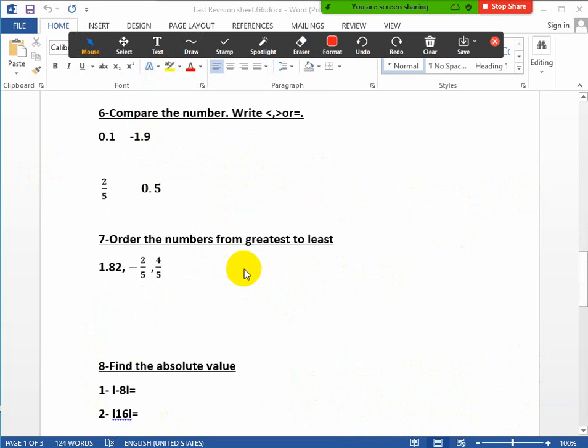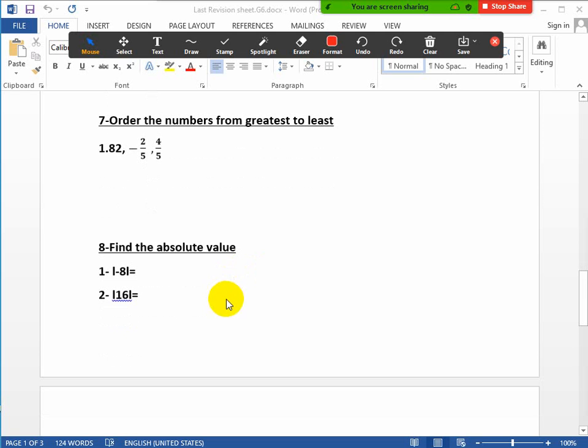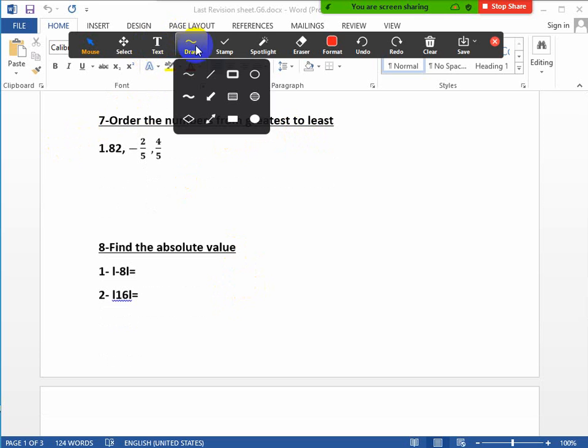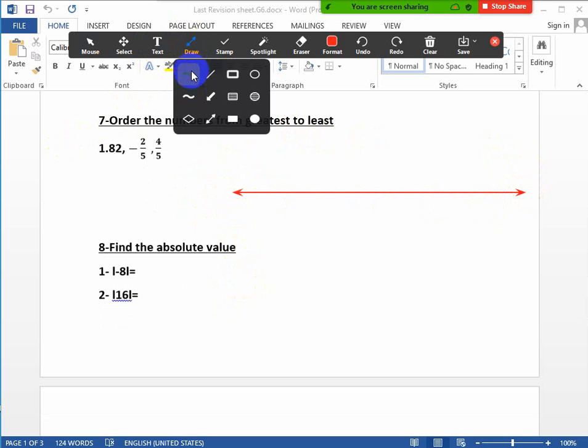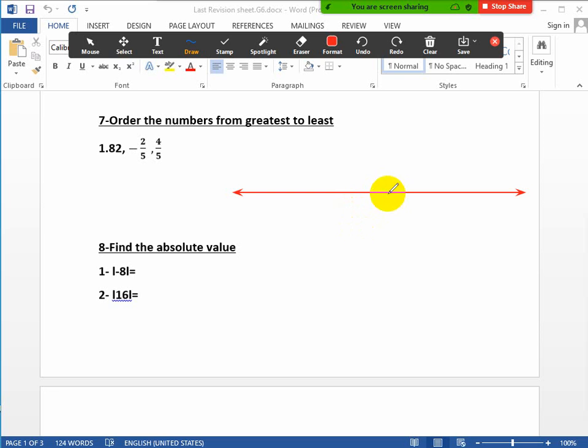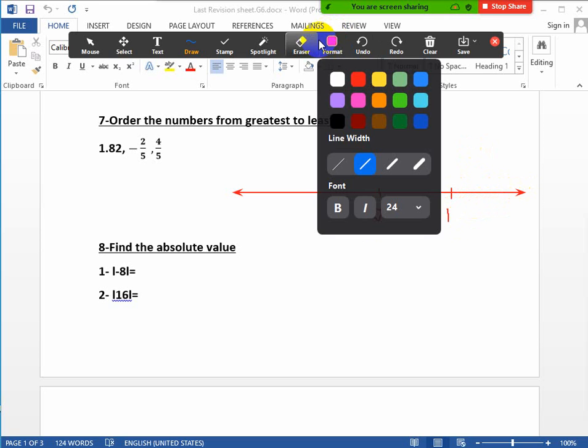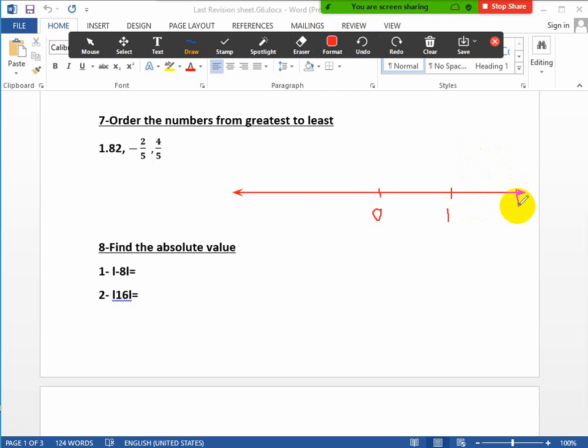Now let's move to number 7. I want to order here the numbers from the greatest to the least. So to order the numbers from the greatest to the least, I have to put the numbers on the number line. Okay, this is 0. This is 1. And this is 2. And this is -1. Okay.